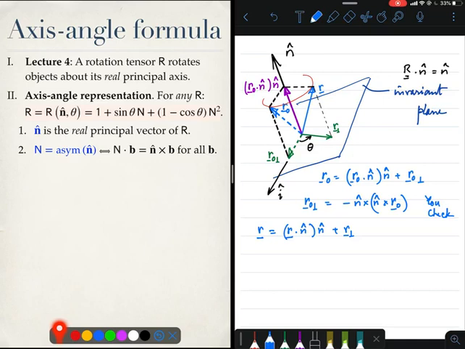Clearly R0 dot n and R dot n are the same, so there is no problem with that, because they are along the n axis and are not affected by the rotation tensor R. So I can write this as R0 dot n n plus R perp. It's this creature that we need to understand a bit more.